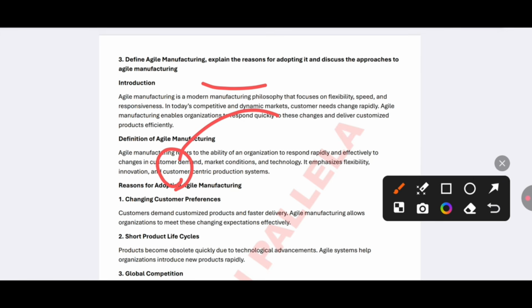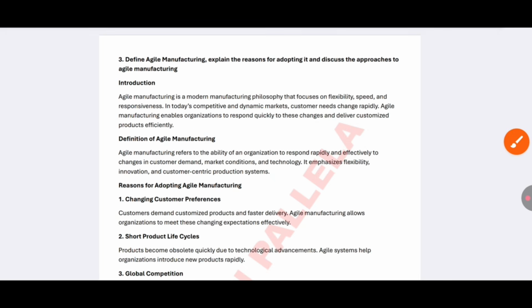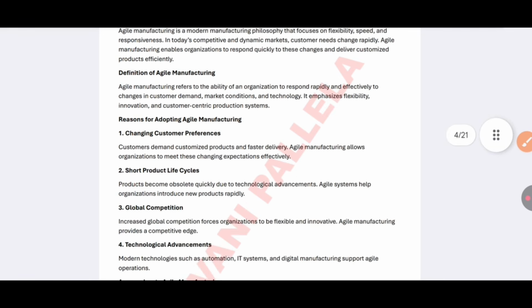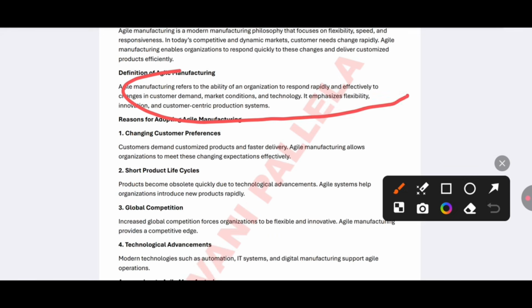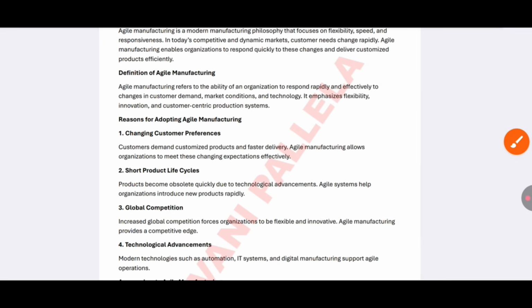Suddenly a change happens, so within one or two hours you should handle that change and deliver customized products efficiently. For that case agile manufacturing will be useful. So you need to write the definition: it is the ability of the organization to respond rapidly and effectively to changes in consumer demand or market conditions. If any market condition changes, within a very short period you need to change as well.